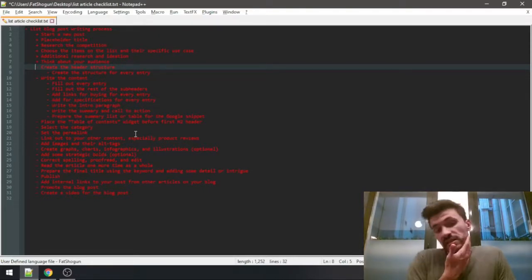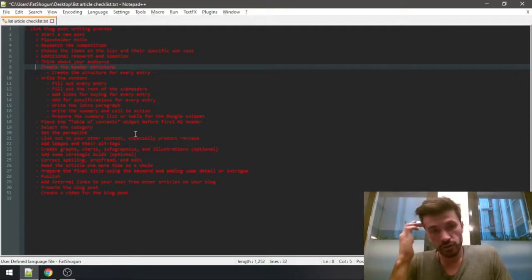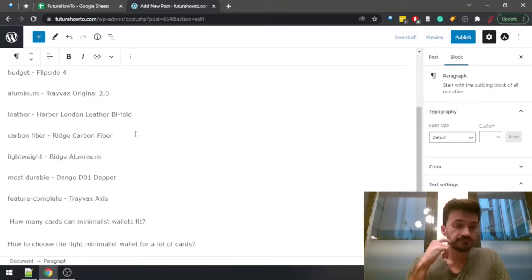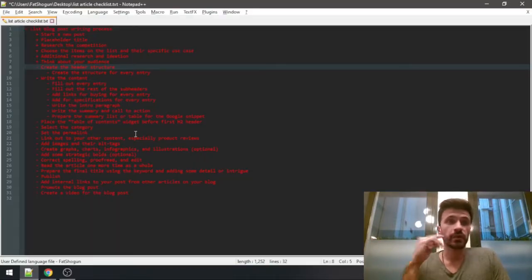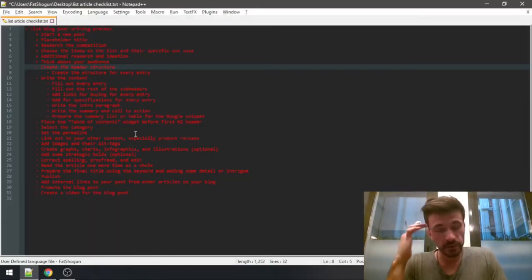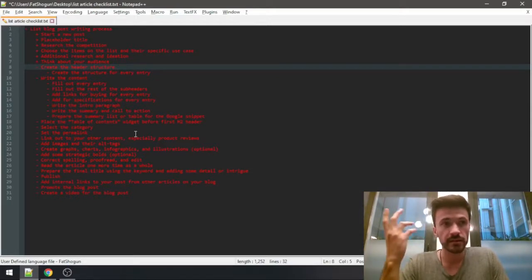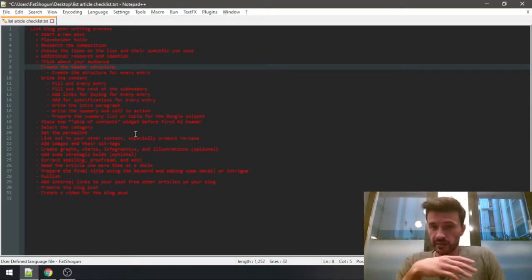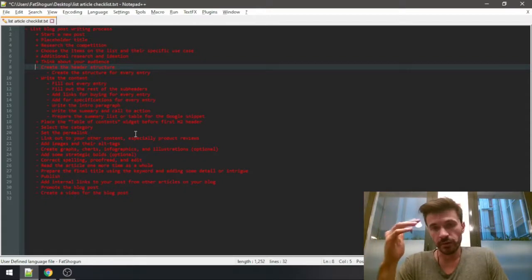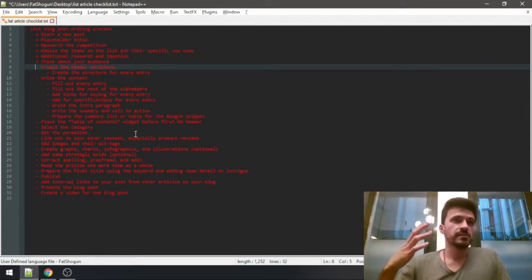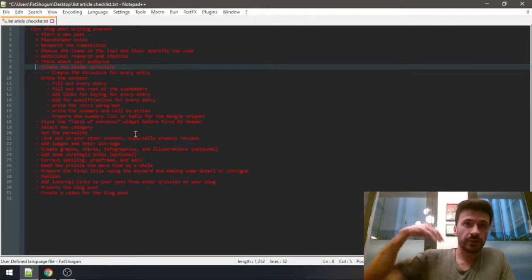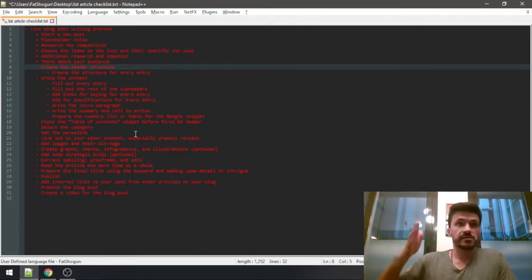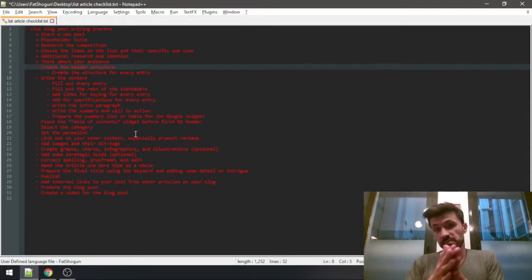Okay, so the next step is to create the header structure. This is crucial. Whenever I get this done right and have a feeling like okay, this is done, honestly I feel like I've done 50% of the article already. The hard part is done, because once you figure out the plan, the rest of it is executing it, and with a good plan that becomes very easy.